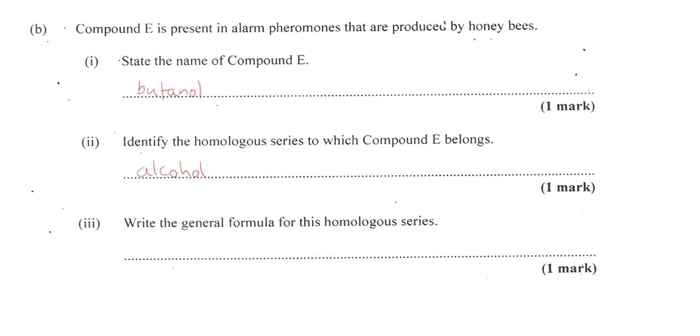and write the general formula of this homologous series. So the general formula for the alcohol homologous series is CnH2n+1OH. Let me just write this over. So it's CnH2n+1OH, right? Excuse the handwriting. So this is the general formula for the alcohol homologous series.